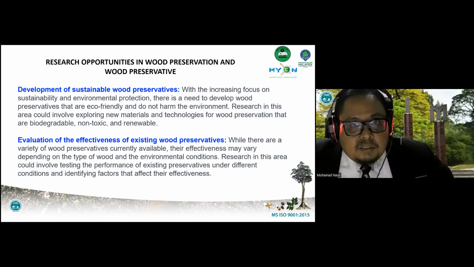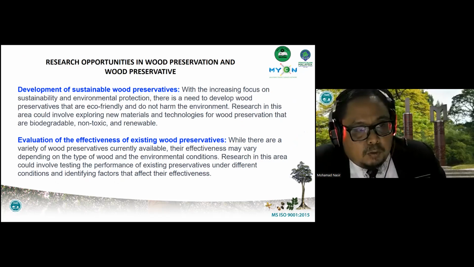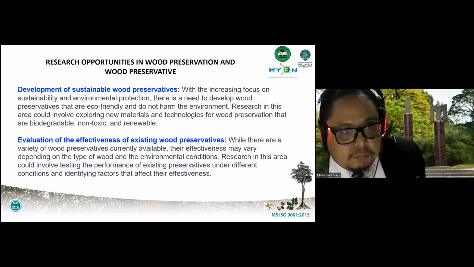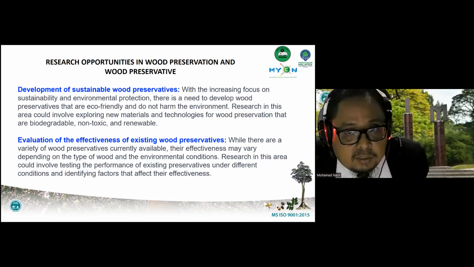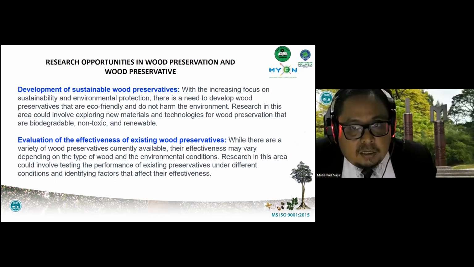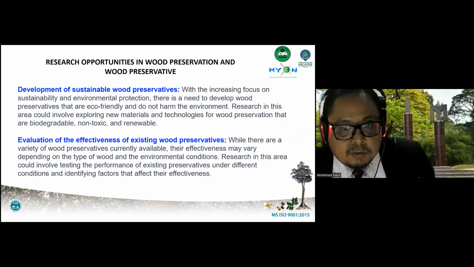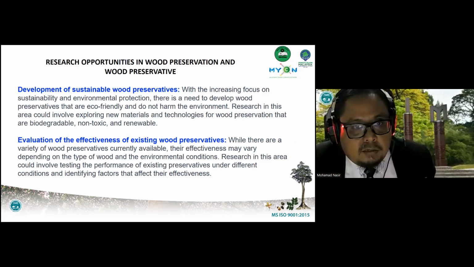Here is the research opportunity in wood preservation and wood preservatives. There is a large opportunity for the development of sustainable wood preservatives, with the increasing focus on sustainability. Associate Professor Juan also mentioned the SDGs and environmental protection. There is a need to develop wood preservatives that are eco-friendly. And the second one, a need to evaluate the effectiveness of the existing wood preservatives also. So this is the research opportunity in wood preservation.